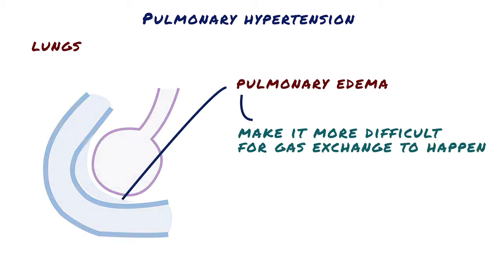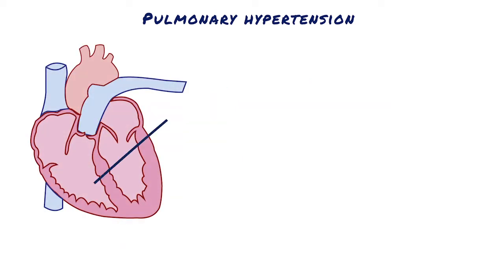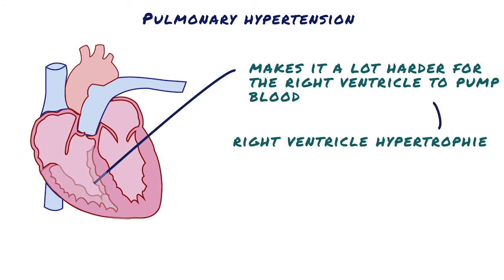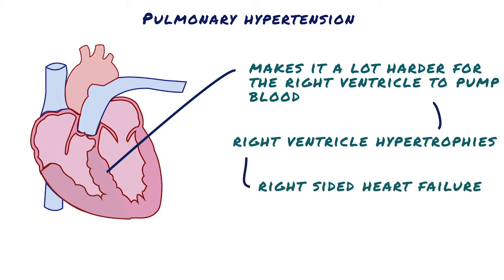Pulmonary hypertension also makes it a lot harder for the right ventricle to pump blood, and over time, it hypertrophies. This helps in the beginning, but eventually, the muscles of the right ventricle get so bulky that their oxygen demand exceeds the oxygen supply, and it can lead to right-sided heart failure. When chronic lung disease causes right-sided heart failure, it's called cor pulmonale.